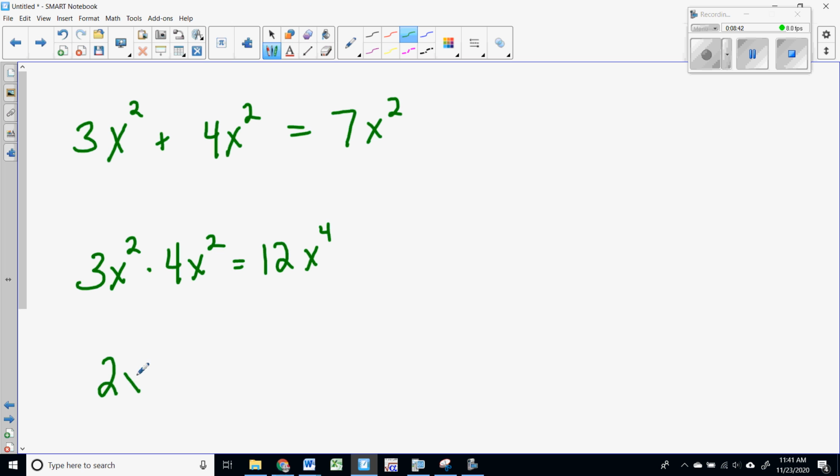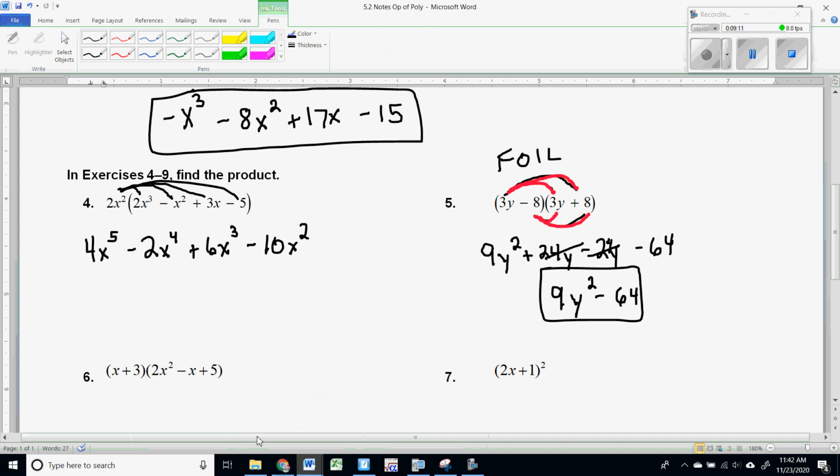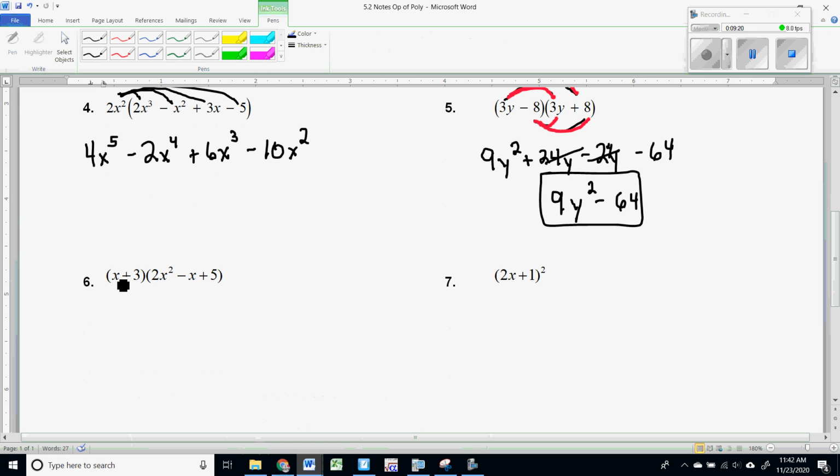If I had 2x cubed plus 5x squared, if I was trying to add those, I couldn't add them. They're not like terms. But if I try to multiply them, I multiply the numbers, 2 times 5, and I get 10. And when I'm multiplying, I add the exponents. So that's just a little review of how we deal with exponents that will help us as we do these.